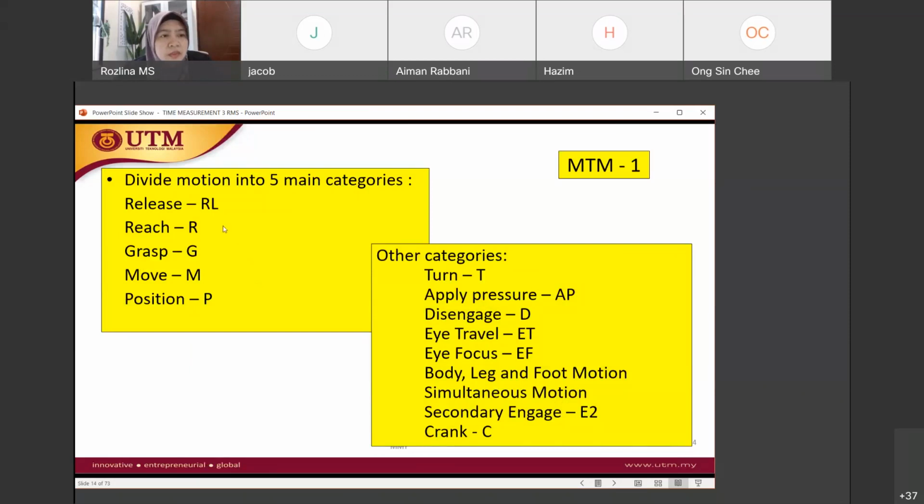MTM1. These are the categories. I think this one is actually already mixed. MTM1 earlier had only 10, right? Release, reach, grab, move and position. And then there is a category: turn, apply pressure, disengage. Eye travel and eye focus from earlier are not here. Turn is there, apply is there, disengage is there. Crank is not there, secondary engage is also not here. Maybe this has been mixed with the other MTM.